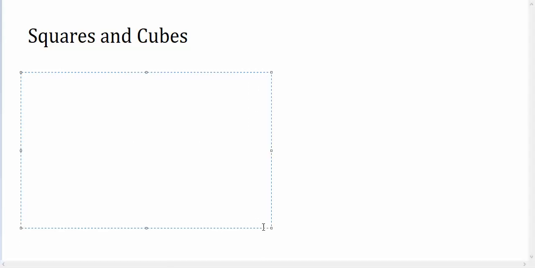Okay, now we're going to talk about squares and cubes. Just first of all, quickly, a definition. This kind of ties into what we just saw. So squares, or otherwise known as perfect squares, actually I'll write that, perfect squares.